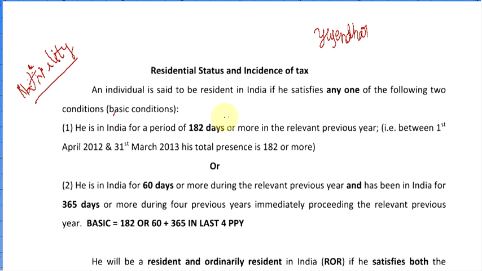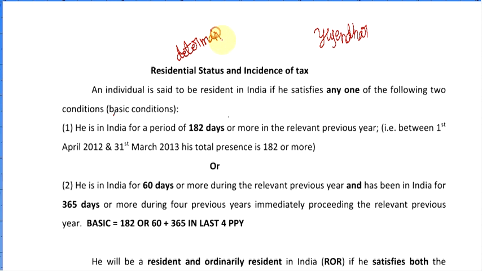An individual who is a national of the USA may become a resident in India. For example, an Indian citizen may become a non-resident, and an American national may become a resident. So nationality does not matter in the determination of residential status. Only one thing is helpful.